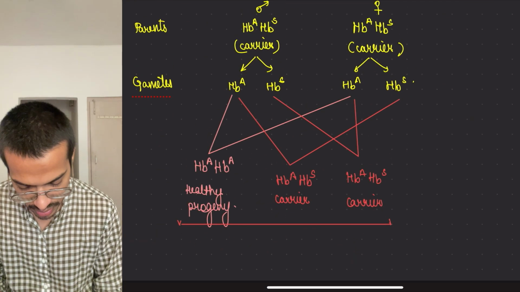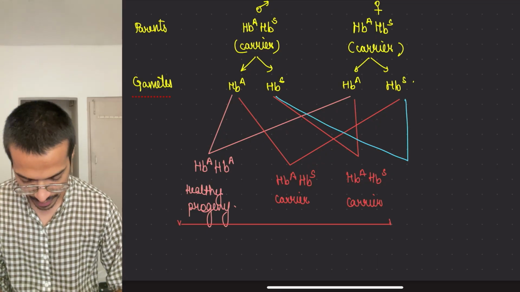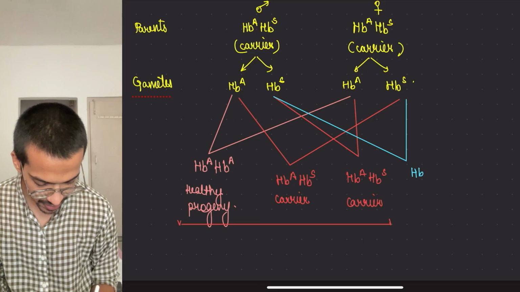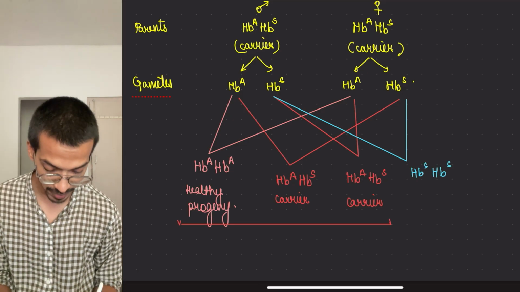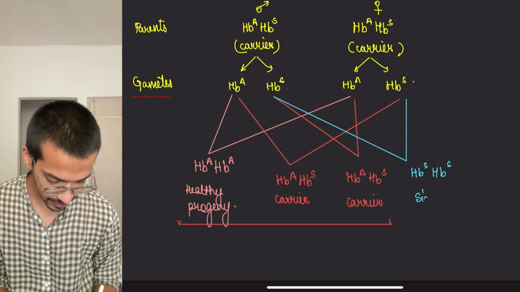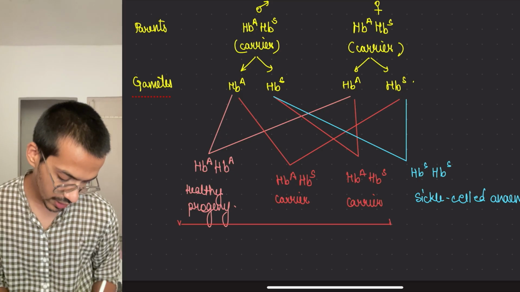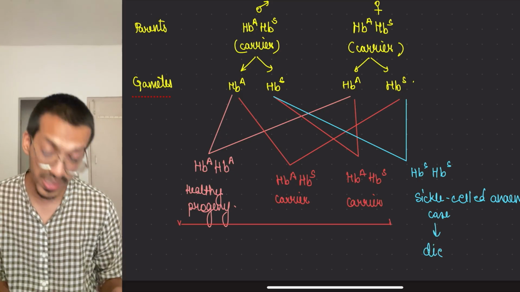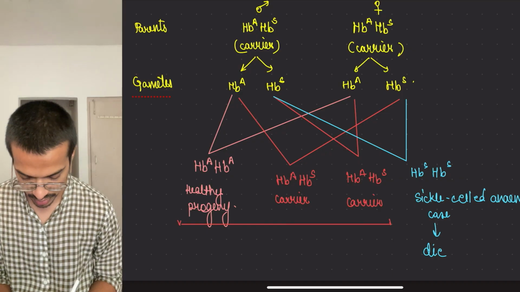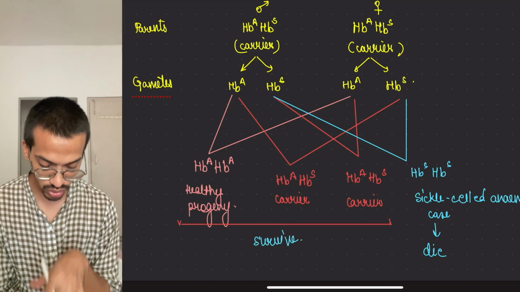Okay. What is this? The last thing. That is this with this. Here what happened? HbS HbS. Means what? Here the disease will occur. Means this is what? Sickle cell anemia case. And this one will what? Die. So one progeny will die. Understood? So this is the case.